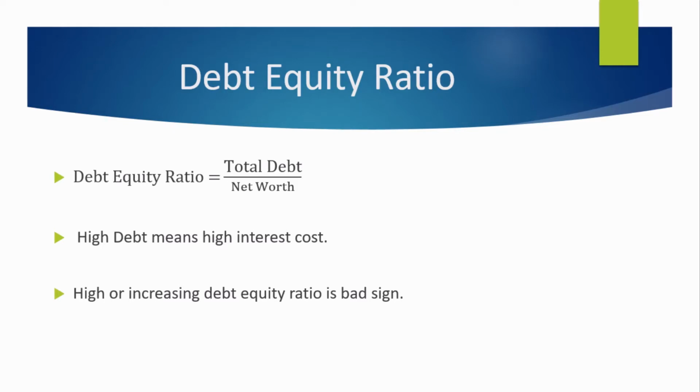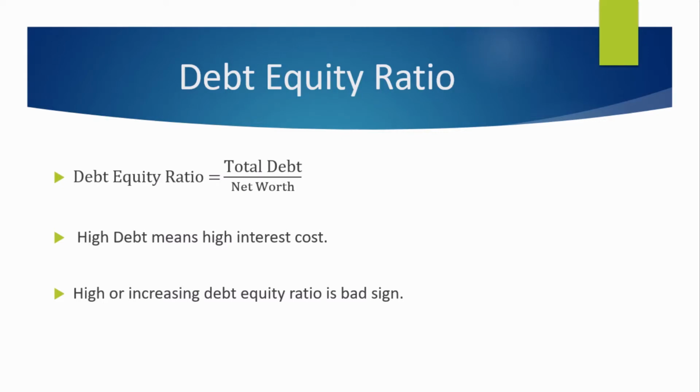The debt equity ratio is calculated as the total debt, that is the total loan taken up by the company, divided by its net worth. This ratio helps us in comparing the debt of a company in relation to its net worth. For example, if the debt equity ratio for a company is equal to 1, it means that the company has taken up as much debt as is the net worth of the company.